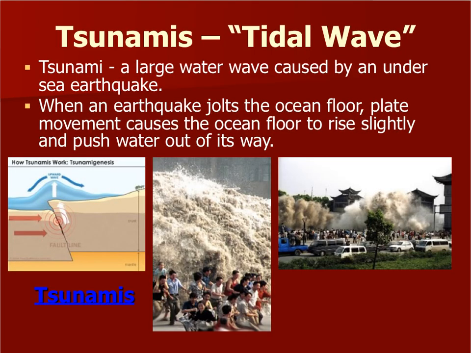Tsunamis. Tsunamis are what we call a tidal wave. They occur when a large water wave is caused by an undersea earthquake. When an earthquake jolts the ocean floor, plate movement causes the ocean floor to rise slightly and push water out of its way. It clearly has been very damaging in the past, and you guys, I'm sure, have heard about more common ones that have occurred not too long ago, like the one in Japan.